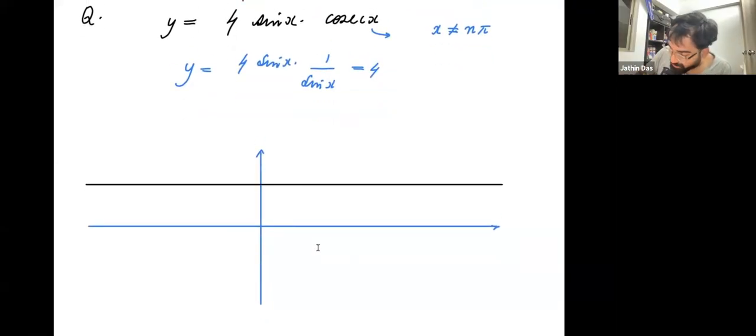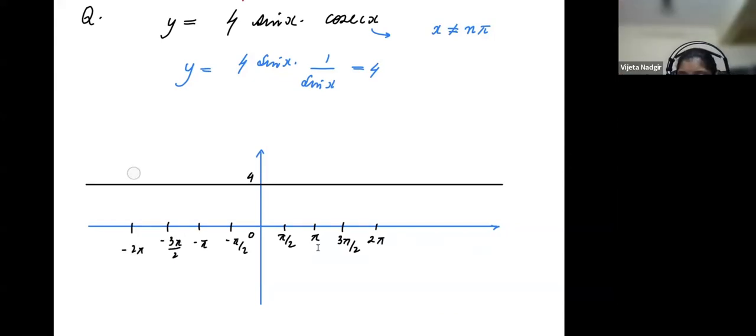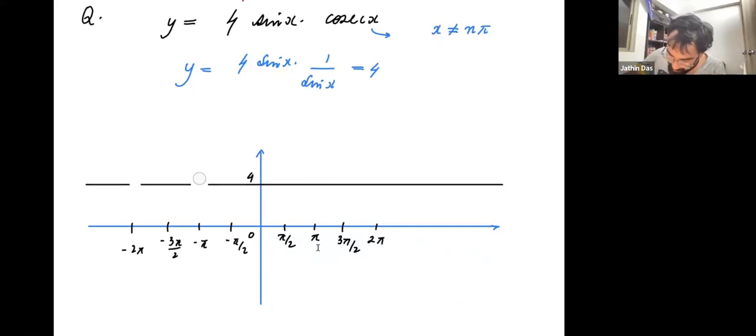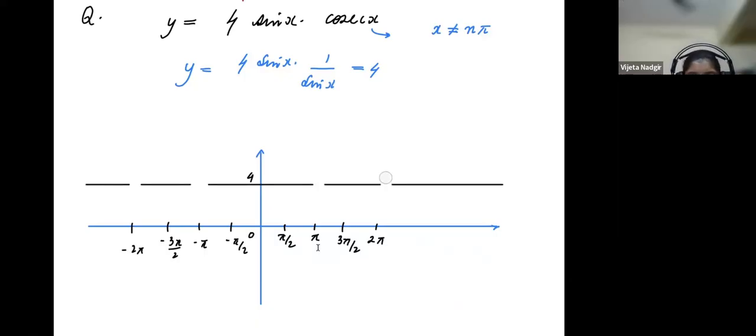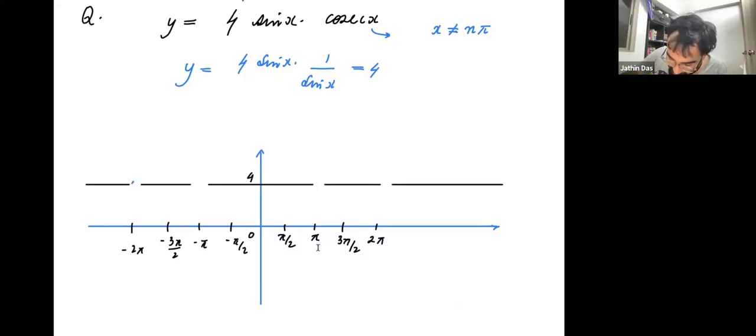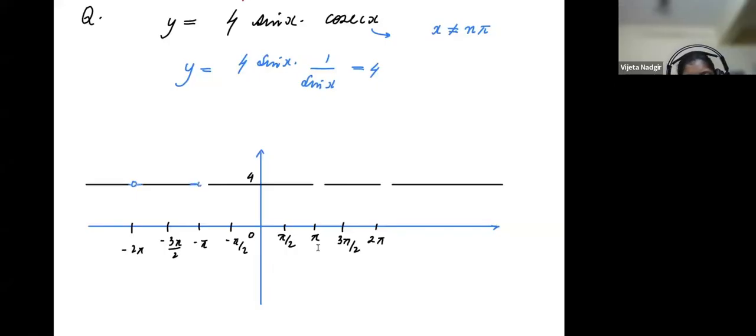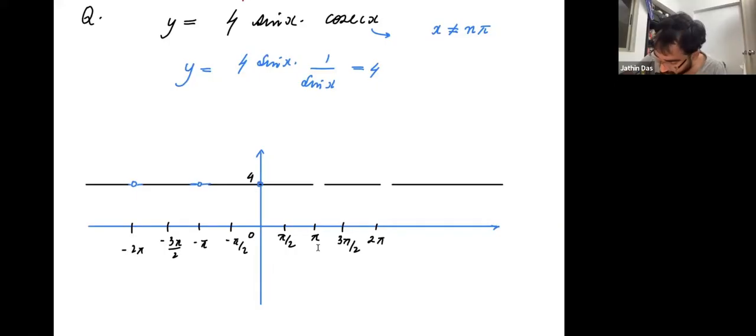It's always 4. But suppose I take this as 0, this is pi, this is 2 pi, pi by 2, 3 pi by 2, and here minus pi by 2, minus pi, minus 3 pi by 2, minus 2 pi. Now there will be gaps. There will be a gap here, a gap here, and a gap at 0 also. I'll draw it, because otherwise the entire graph will disappear.